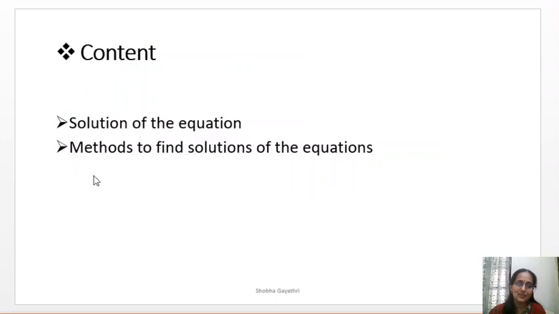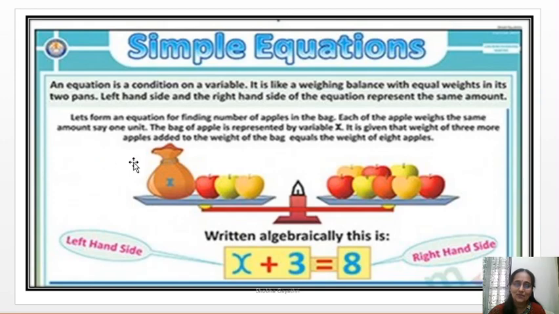In this module, we will define the solution of the equation and we will explore the methods to find solutions of the equations. First of all, recollect what an equation is. You have learned about the equation in the previous class.